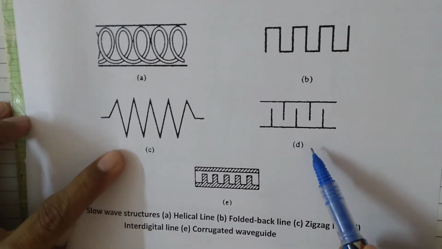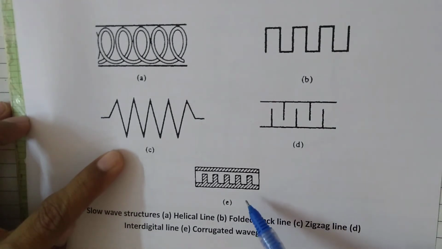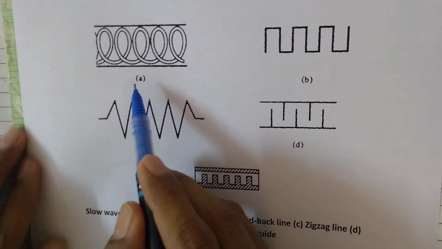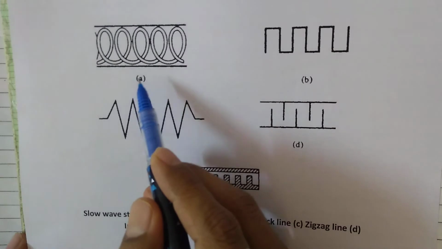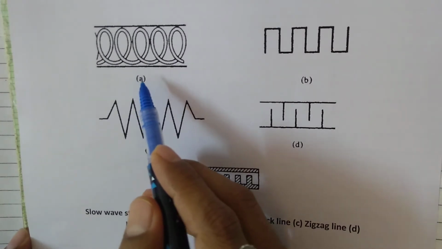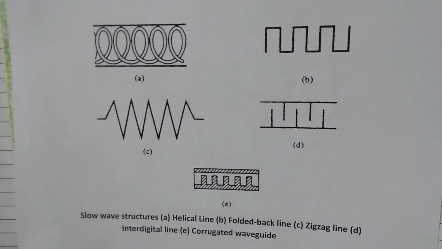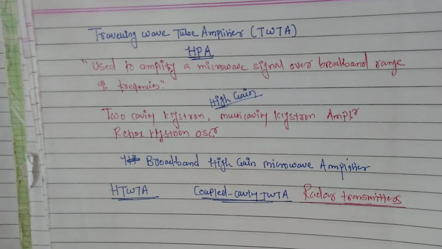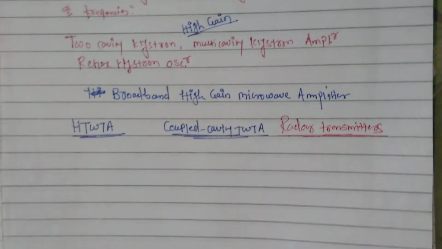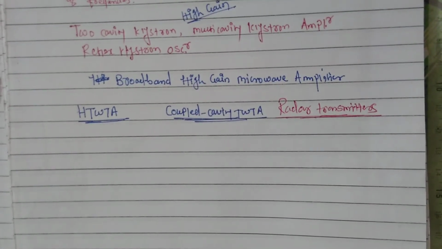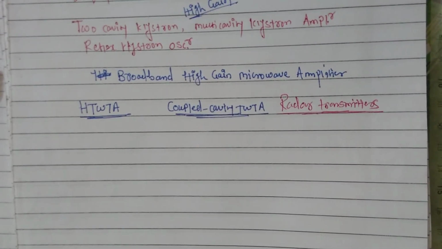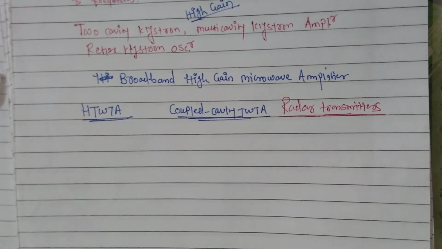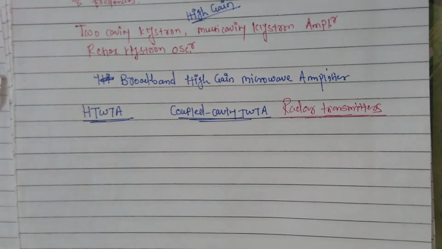Then the fourth one is interdigital, and the fifth one is a corrugated waveguide kind of structure. Out of these, we will discuss the first one, which is the helical traveling wave tube amplifier, which is generally used. Before we discuss the details of this traveling wave tube amplifier, since we have discussed reflex klystron and two cavity klystron, it is customary to compare some important points, or let us differentiate between klystron tubes and traveling wave tube.